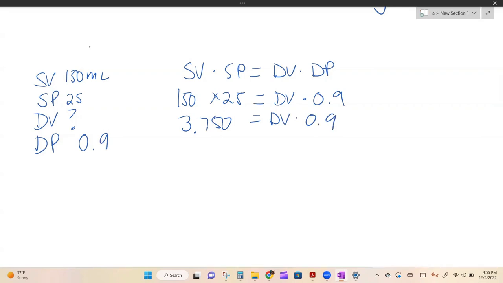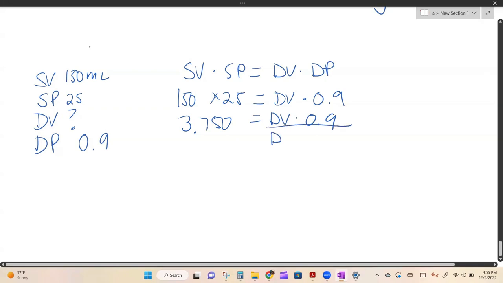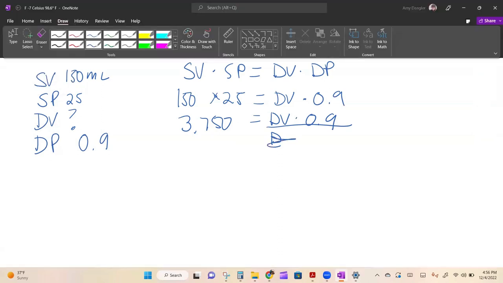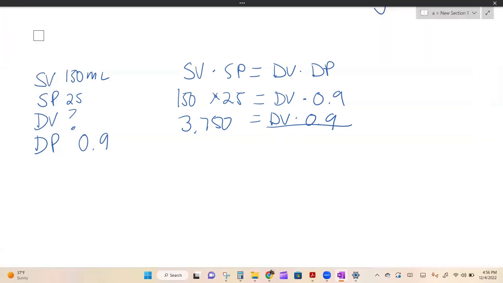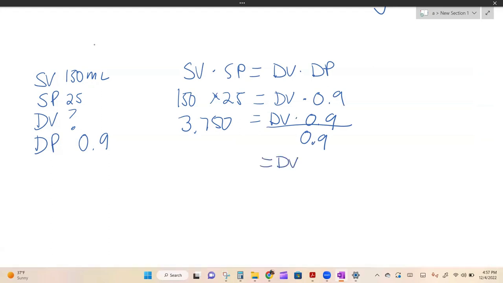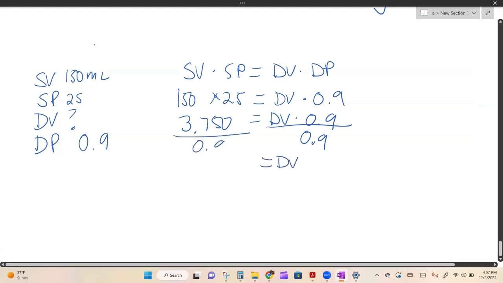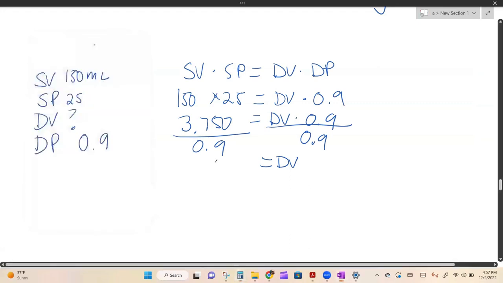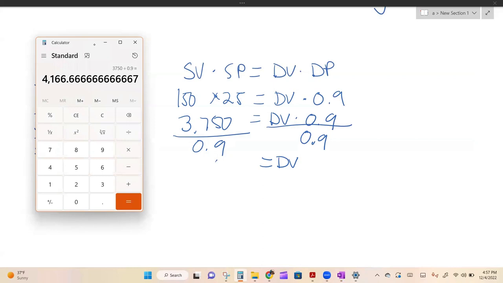So just like in those problems, this time we want to get DV alone. So to do that, we need to divide this side by 0.9, and then we get DV, which is what we want. But of course, we need to divide this side by 0.9 as well. So 3,750 divided by 0.9 gives us 4,167 ml.